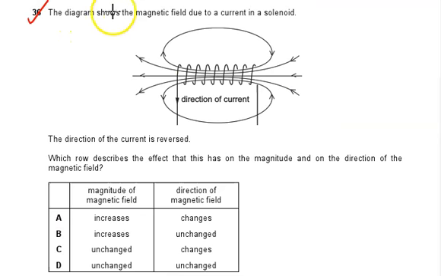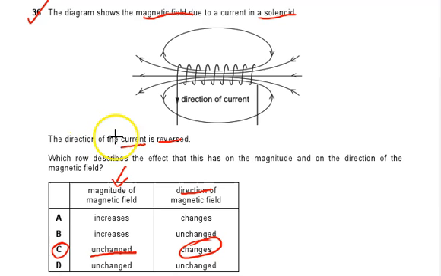Okay, 36. The diagram shows the magnetic field due to a current in a solenoid. The direction of the current is reversed. The direction of the current is reversed, so the magnitude here will remain unchanged, and the direction of the magnetic field here will also change. Okay, the direction will be changed. So your answer here will be C, because they just changed the direction of the current, positive to negative, and then they change it to negative and positive.